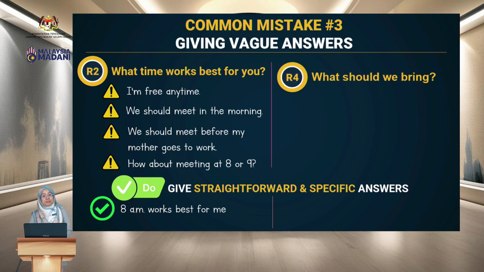Now let's look at R4. What should we bring? That is the question. If you answer, we should bring something, do you know what something is? No, right? So it is vague.